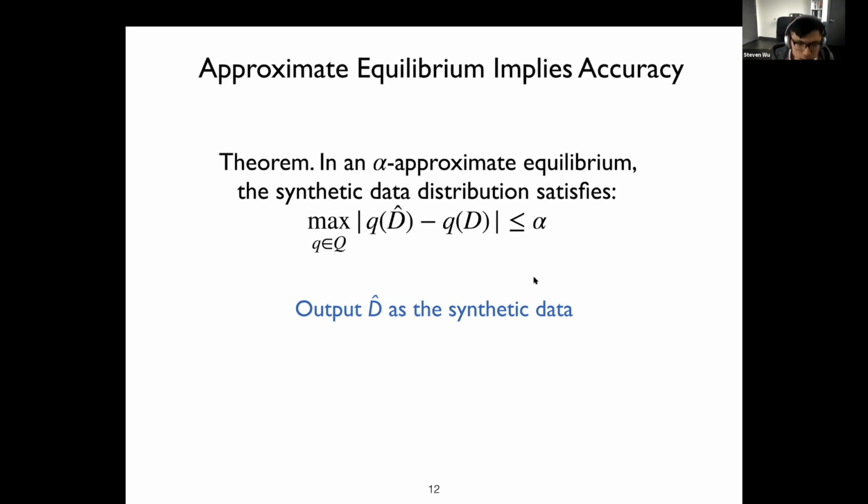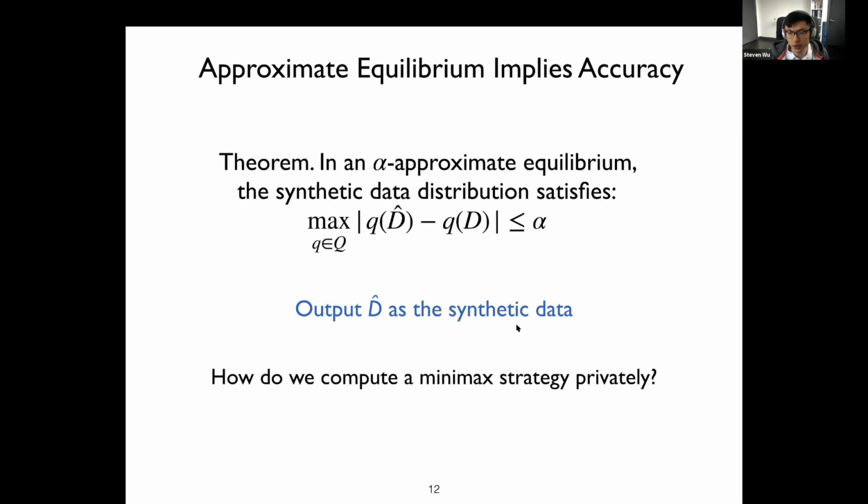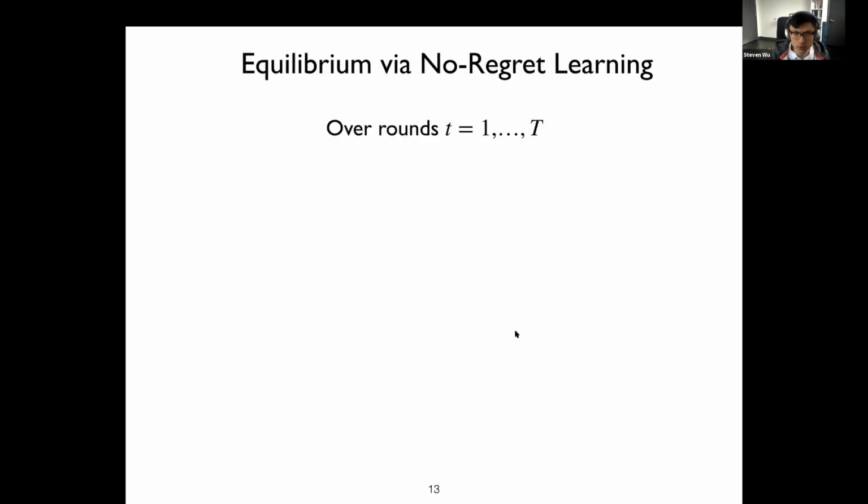Now the question becomes, how do you actually compute such an approximate equilibrium, or min-max equilibrium, subject to differential privacy? This is the new constraint we would like to have. There's quite a nice recipe, even without privacy, to compute such an equilibrium. If you're familiar with some of the literature in online learning, which is a form of sequential decision making, there's a type of algorithm that solves this kind of game rather efficiently. It's called no regret learning. I'm going to briefly talk about it in the context of this synthetic data game.